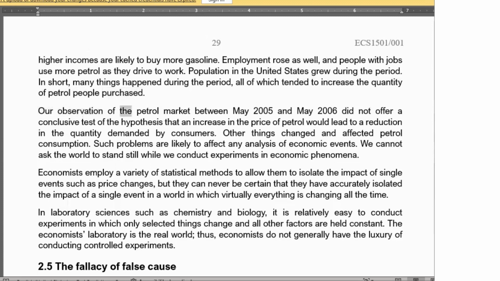Our observation of the petrol market between May 2005 and May 2006 did not offer a conclusive test of the hypothesis that an increase in the price of petrol would lead to a reduction in the quantity demanded by consumers. Other things changed and affected petrol consumption. Such problems are likely to affect any analysis of economic events. We cannot ask the world to stand still while we conduct experiments in economic phenomena.